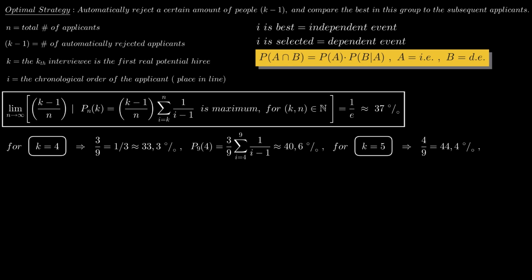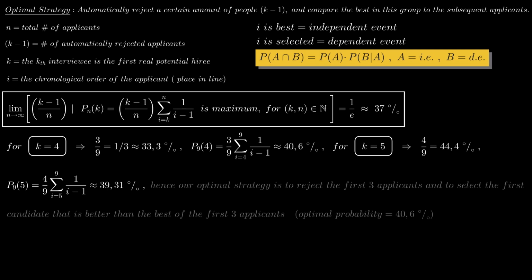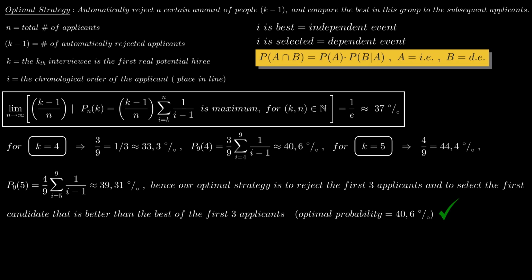Let's test out this value as well. So P9 of 5 equals 4 over 9 times the sum from i equals 5 to 9 of 1 over i minus 1, which is approximately 39.31%. So that's our answer basically, k equals 4, which means our optimal strategy is to reject the first 3 applicants and to choose the first candidate that is better than these 3 applicants, and the optimal probability is 40.6%. And that's your answer, 40.6%, which is an intuitive answer if you ask me.